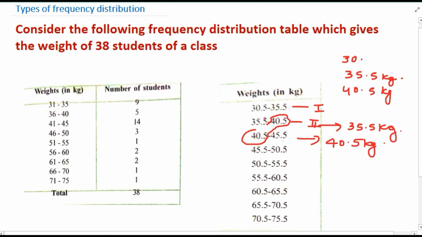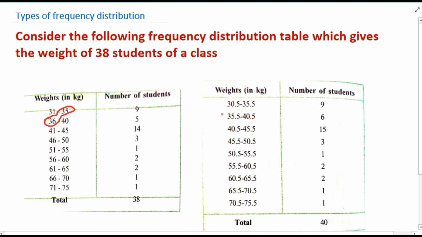So first we made the class intervals continuous. To make them continuous, we subtracted the upper limit and the lower limit of two consecutive class intervals, and then divided by 2. Then for all the class intervals, we subtracted 0.5 from the lower limit and added 0.5 to the upper limit. So we got a continuous class interval like this. And by convention, 35.5 kg is included in the second class interval, and 40.5 kg is included in the third class interval.